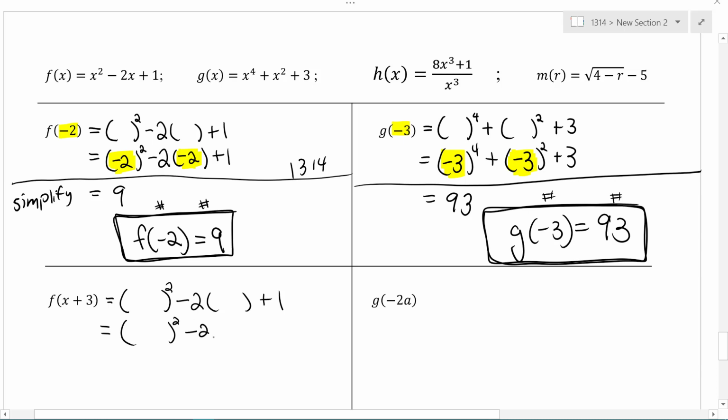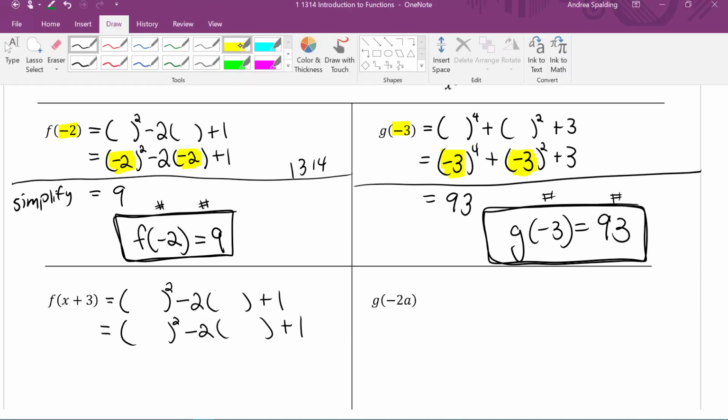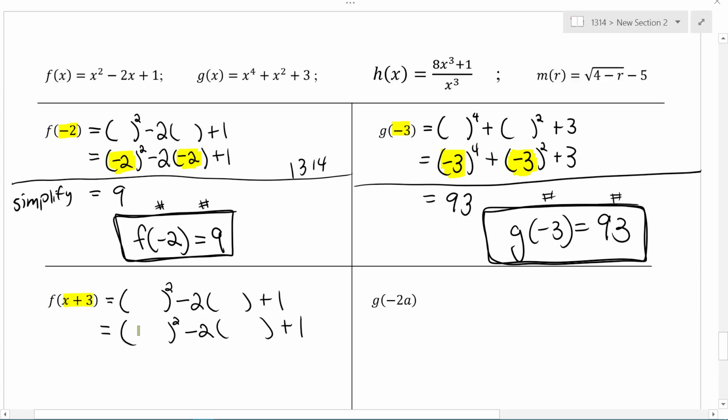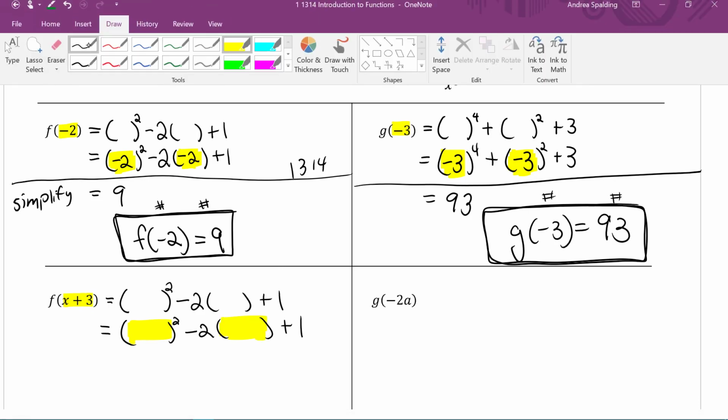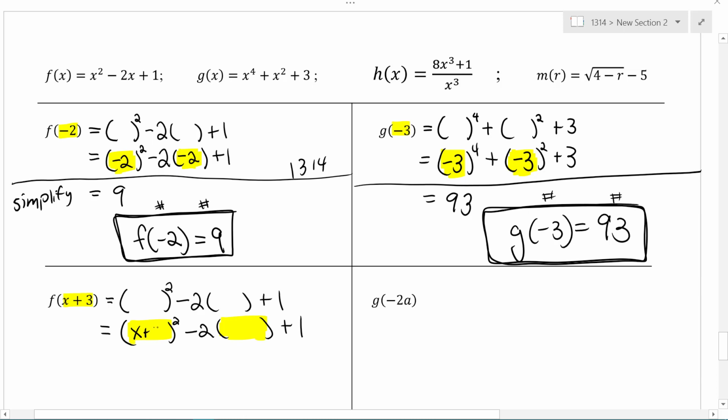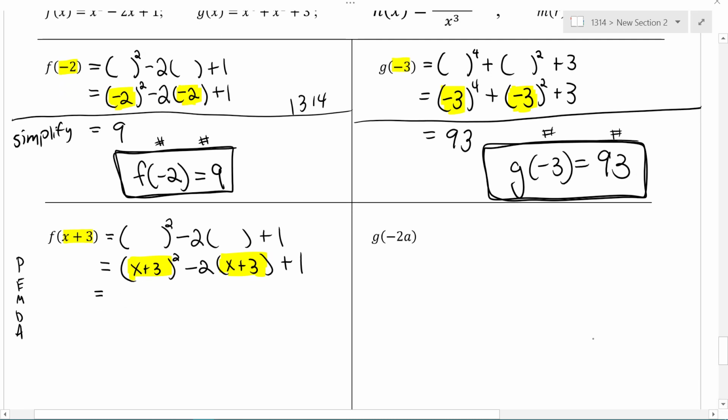That's the first step. The second step, copy down what you have there, but this time, whatever we have inside of the parentheses on the left, now we're going to drop those into the parentheses on the right. Alright, I have x plus 3 squared minus 2 times x plus 3 plus 1. Okay, we're going to simplify using PEMDAS. Since we have some variables in the mix, I'm going to practice doing this by hand.